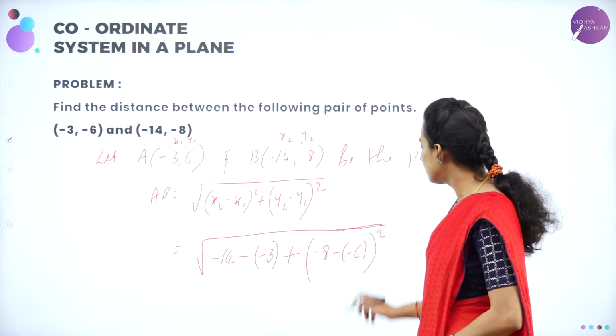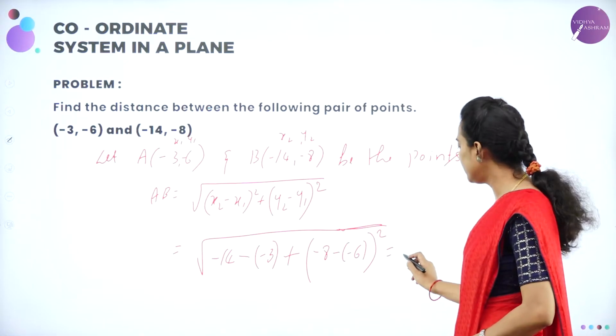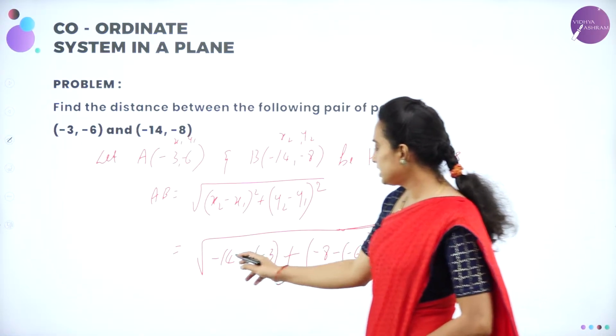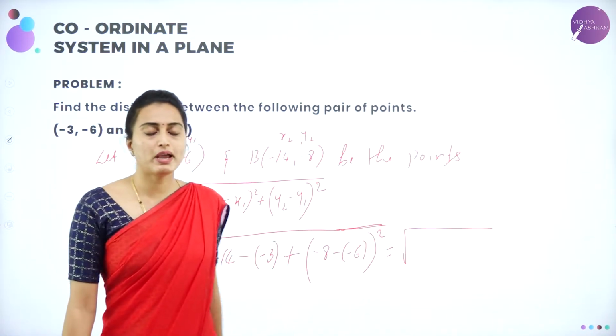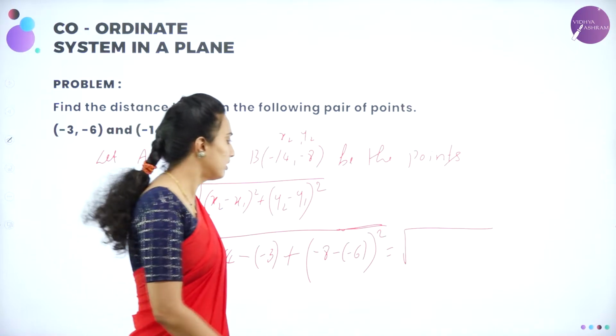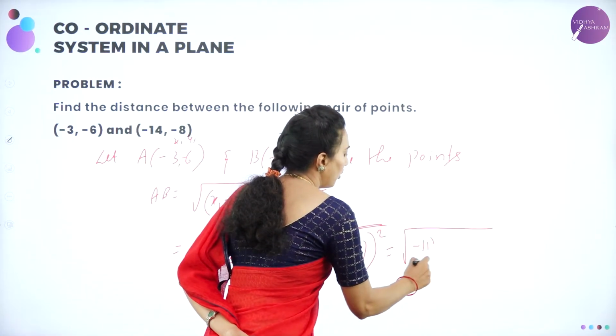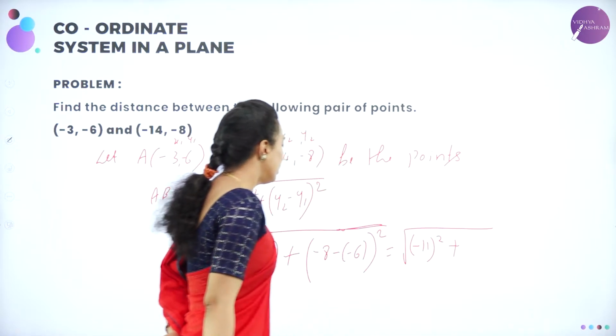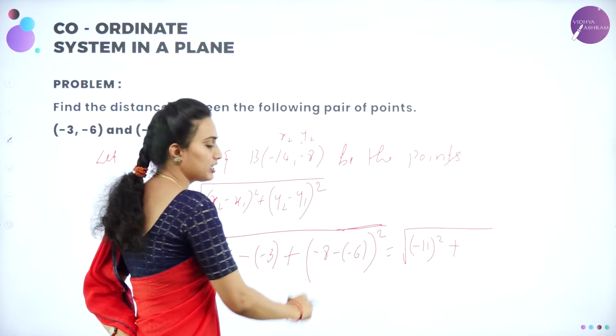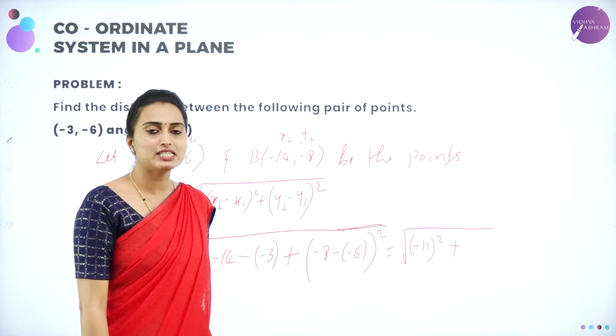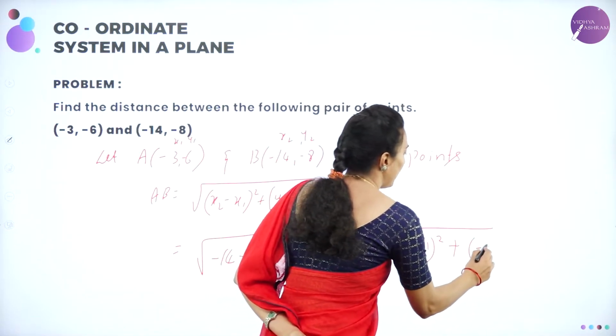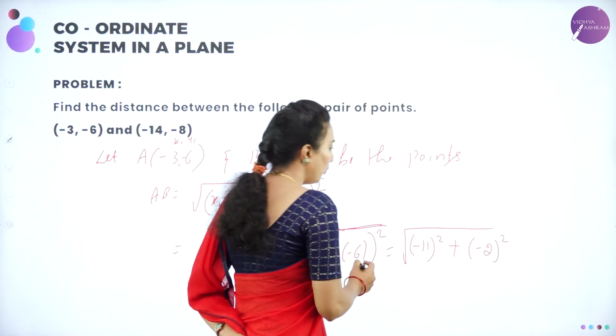Okay, so what will this become? I can write this as the square root of, see, minus 14 plus 3. What is minus 14 plus 3? Minus 11. So minus 11 whole squared plus, you are going to have minus 8 plus 6. Minus into minus is plus. Minus 8 plus 6 is minus 2. Minus 2 whole squared.